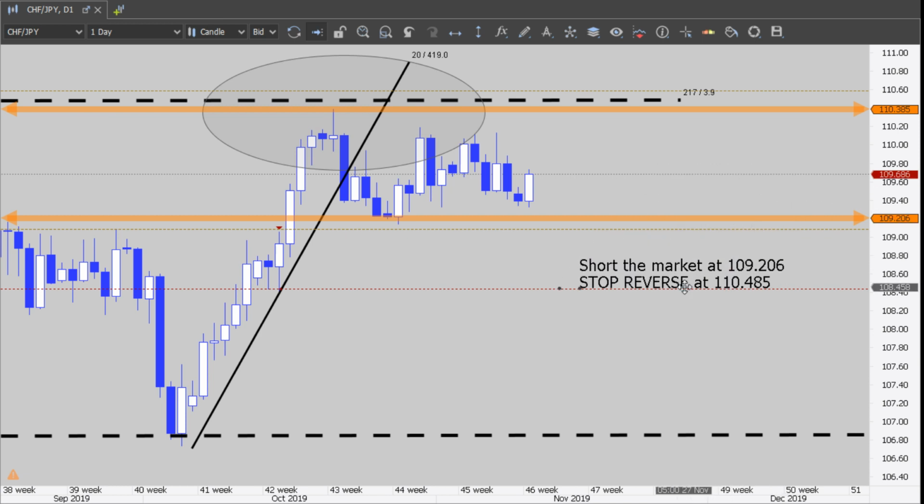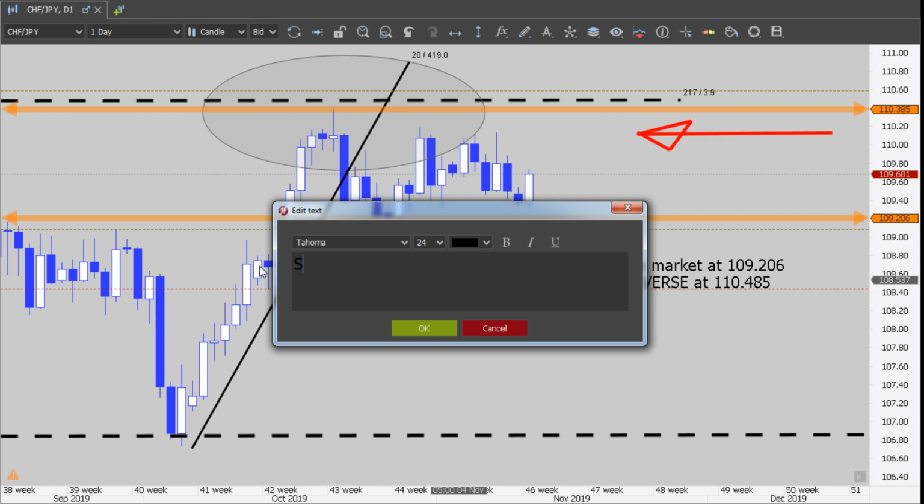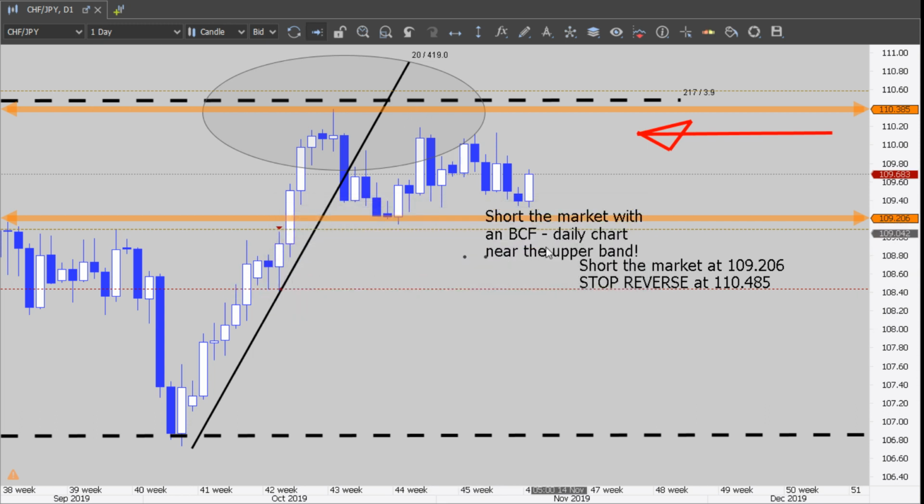Oh, one more. If the market is going to make another bearish candlestick formation, up in here we are going to enter short. So short the market with a bearish candlestick formation, daily chart, near the upper band. There you go, this is the plan.